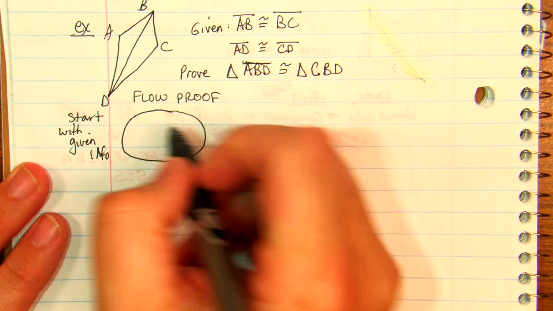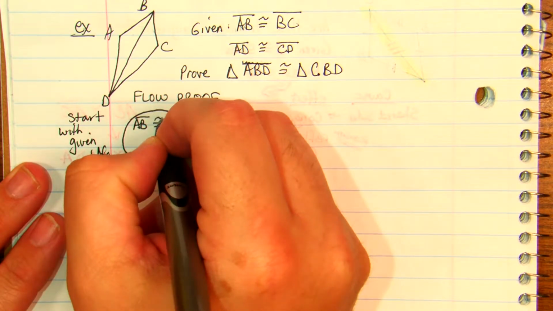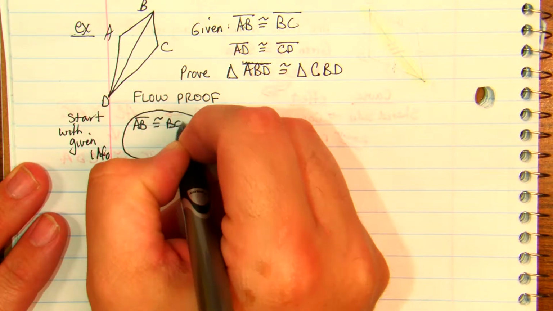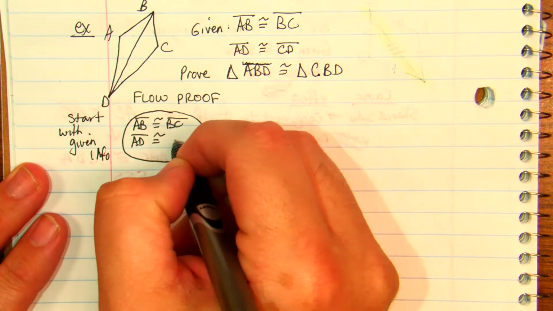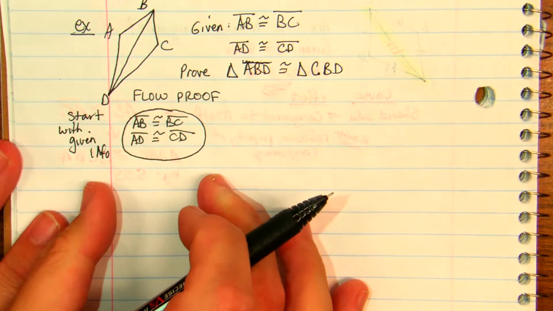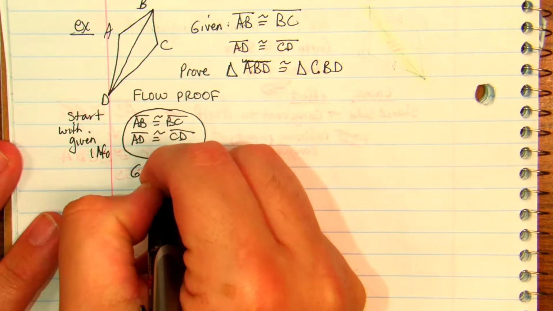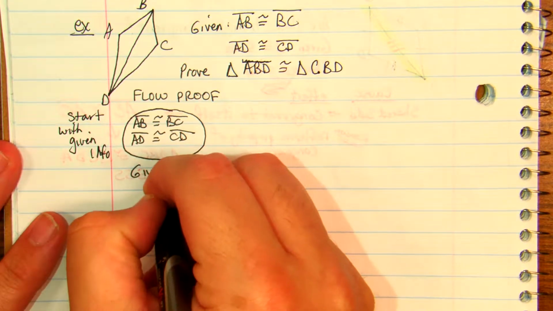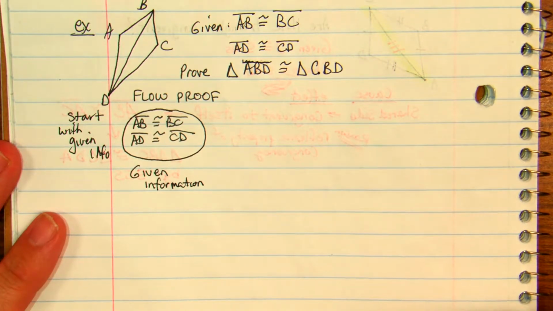So we're given segment AB is congruent to segment BC. And we're given that segment AD is congruent to segment CD. And the reason why, because we've always put the reason why underneath it, the reason why is it's given. Or you can put given information. That's the first thing that we have to do.